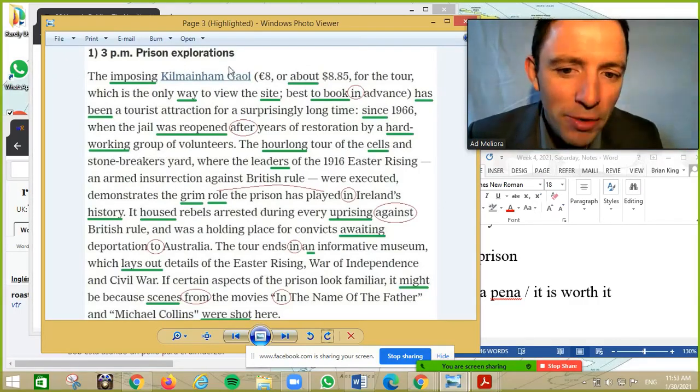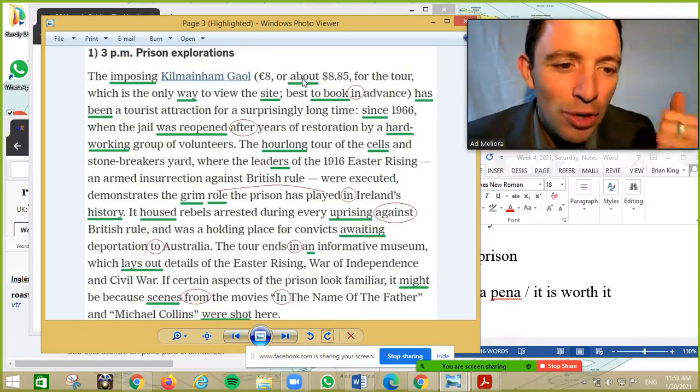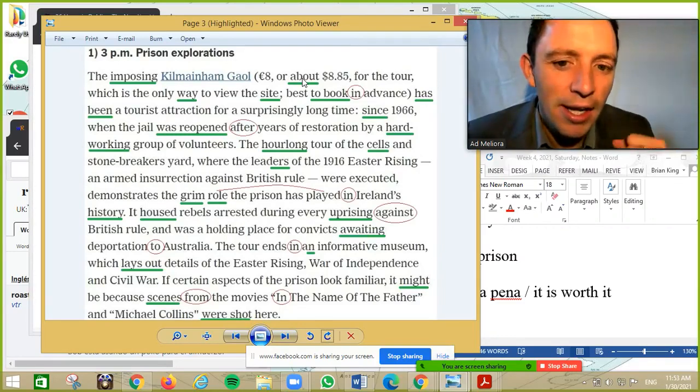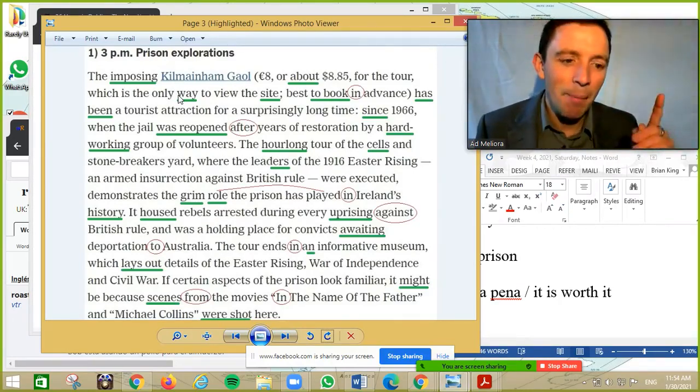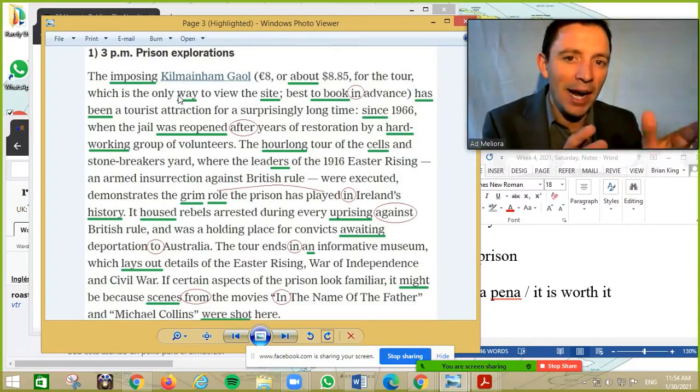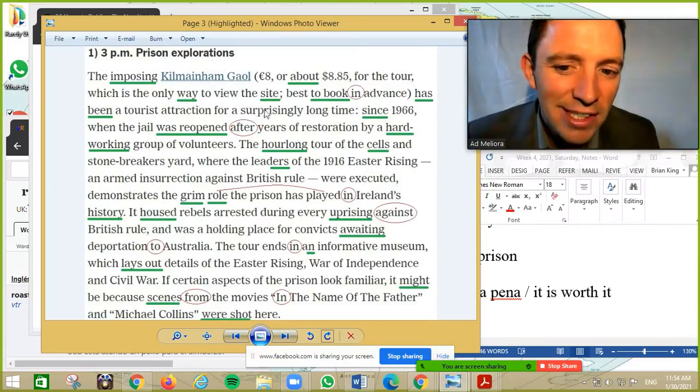Okay, about is the preposition, like approximately. So about $8.85, approximately. About 2 o'clock, approximately 2 o'clock. About 50, approximately 50. Okay, the only way. So way normally is camino, pero también is manera. So this is the solo manera, the only way to view the site.